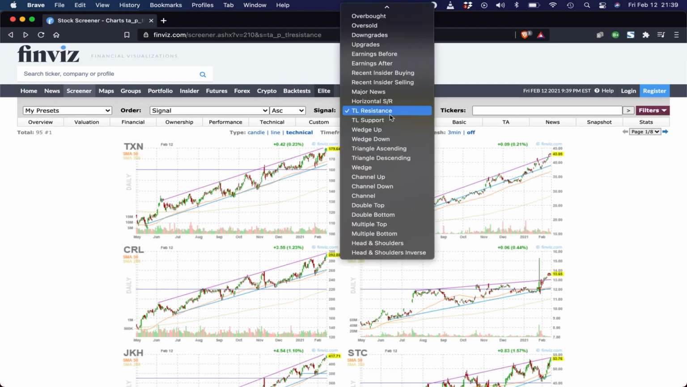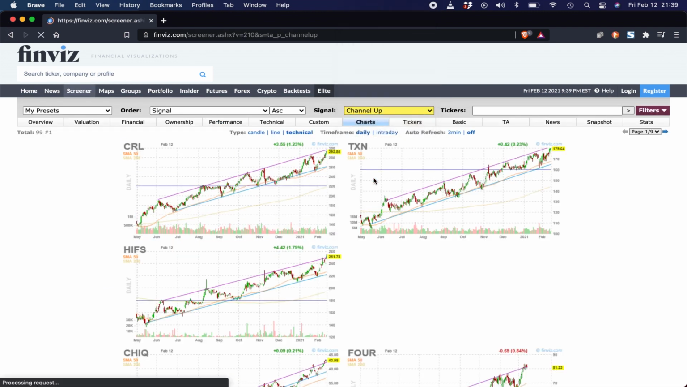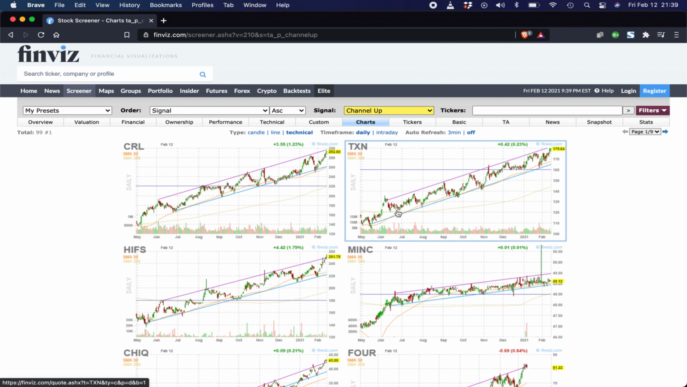Now let's look at channel up. Similarly, like I mentioned, stocks in an uptrend. So you can see the trend line resistance, which is connecting all the highs, and trend line support connecting all the lows. Fairly similar to the trend line support scan where you see stocks nearing the trend line support. But in this case, you have to look at the chart to see whether it is near resistance or support. The channel up scan just pulls all the stocks that are in an uptrend, right?